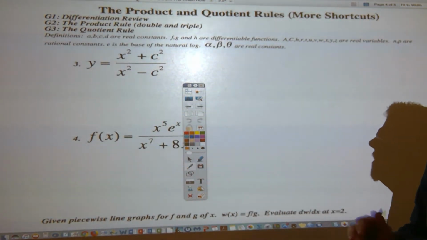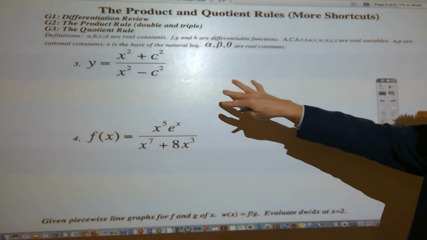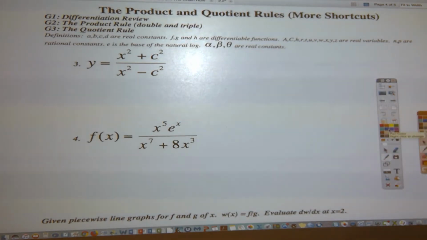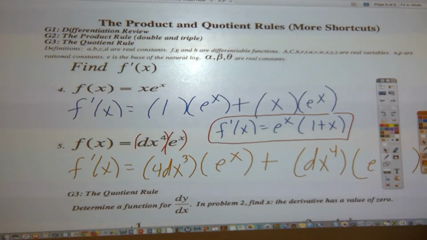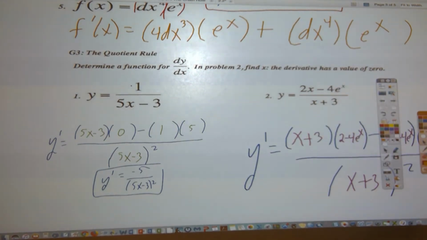So here we go. Here's where we left off. We left off with number 3 on this particular page. And where are the directions? There's no directions here. If you look at the previous page, you can see the directions are to determine a function for dy dx, and for problem 2, find x where the derivative has a value of 0.